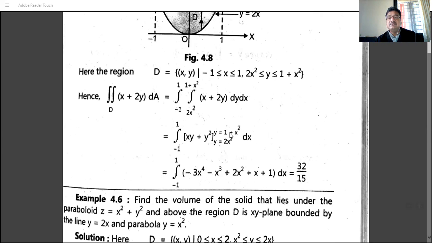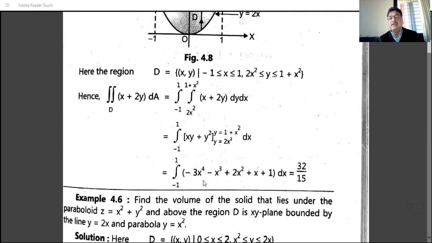So now the integration is very simple. X is now constant. Integration is with respect to y. The integration of a constant is the constant into the variable, so x into y. And the integration of 2y is y square by 2, so the 2 gets cancelled. And so y runs from 2x square to 1 plus x square. Then find the value at the upper limit, that is, substitute y as 1 plus x square, and substitute y as 2x square. So we have this answer.